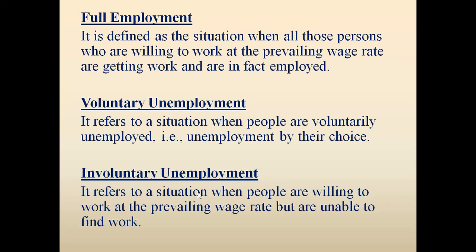Involuntary unemployment, what is it? It refers to a situation when people are willing to work at the prevailing wage rate but are unable to find the work. That is the situation of involuntary unemployment. Full employment and involuntary unemployment are related to each other. Say again there are 100 people in an economy and they want to work at the existing wage rate, that is rupees 20, but they are unable to get the work. That situation is known as involuntary unemployment.